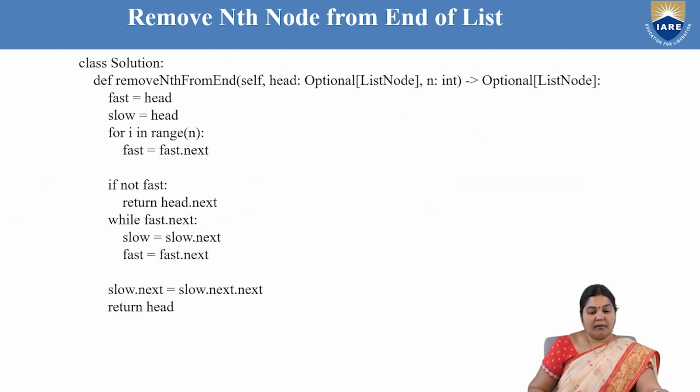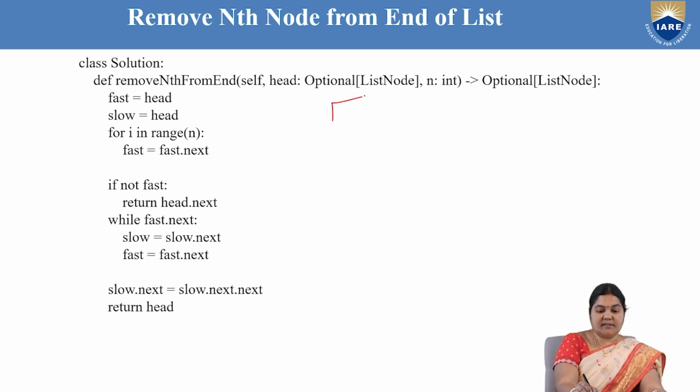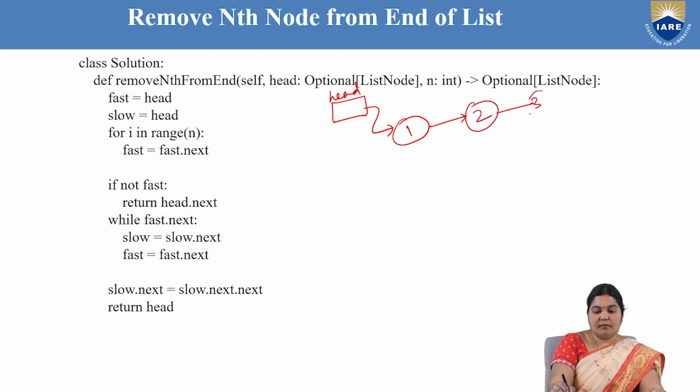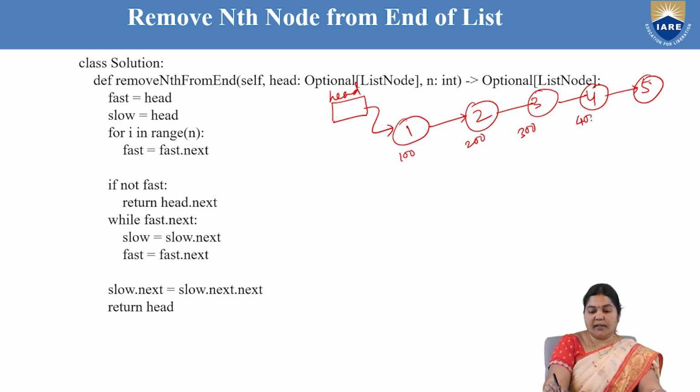Now we'll go with the first test case. This is head, okay, containing 5 nodes, 1, 2, 3, 4 and 5. So let us say the addresses are 100, 200, 300, 400 and 500. So this is 100, right? Now using the slow and fast pointer approach you have to do it. So what will you do? Initially slow is equal to fast is equal to head.